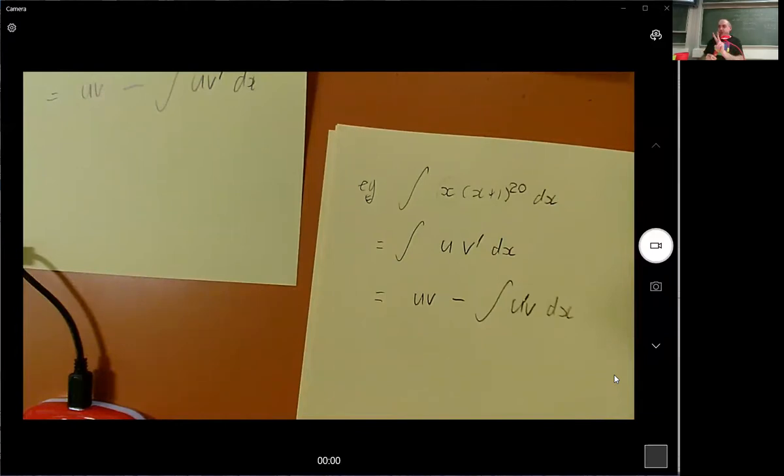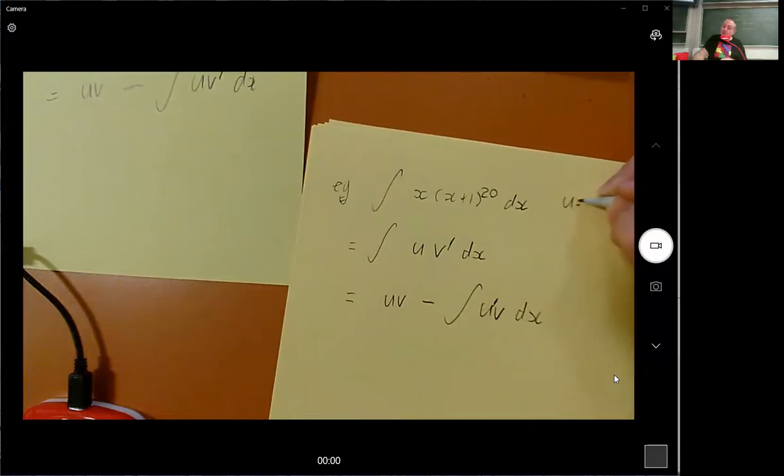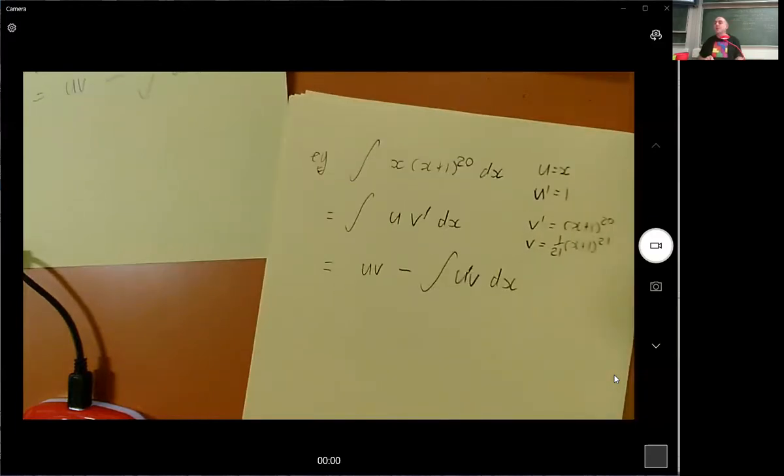So there's two decisions. One is, will it get easier if I differentiate this? And the other one is, if it doesn't make any difference, which one do I actually know how to integrate? Because you can't choose the one to be v dash if you don't know how to integrate it. So that means that we can now say that u is equal to x, which means that u dashed must be 1. And we can also say that v dashed is equal to (x plus 1) to the 20, which means that v is the integral of that, which means it must be (x plus 1) to the 21 divided by 21, because you put the exponent up and you divide by the new exponent.